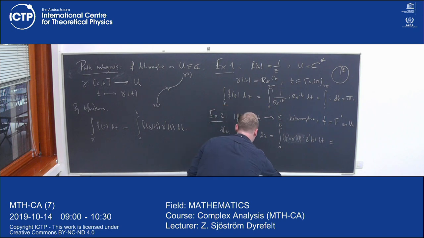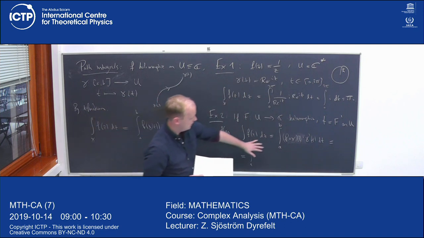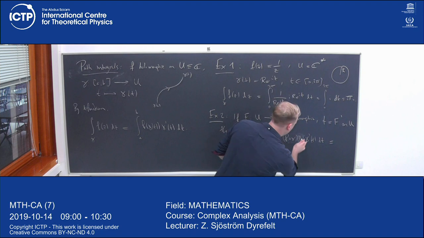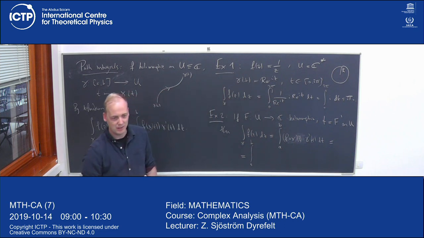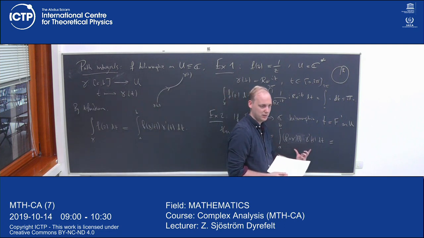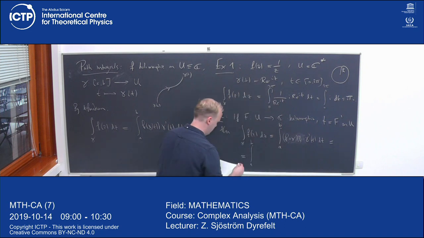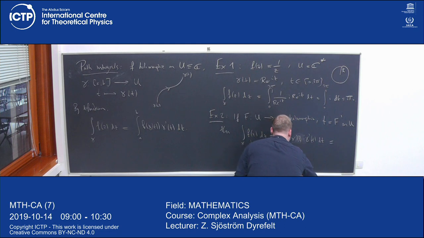So this is equal to the integral from a to b, and this is the key observation. So what is this actually? F of gamma of t times gamma prime of t. If you think of the chain rule for differentiating functions, then this is one side of a chain rule, right? So this is the derivative of what function? Capital F of gamma. Exactly. So this is equal to F of gamma prime of t dt.